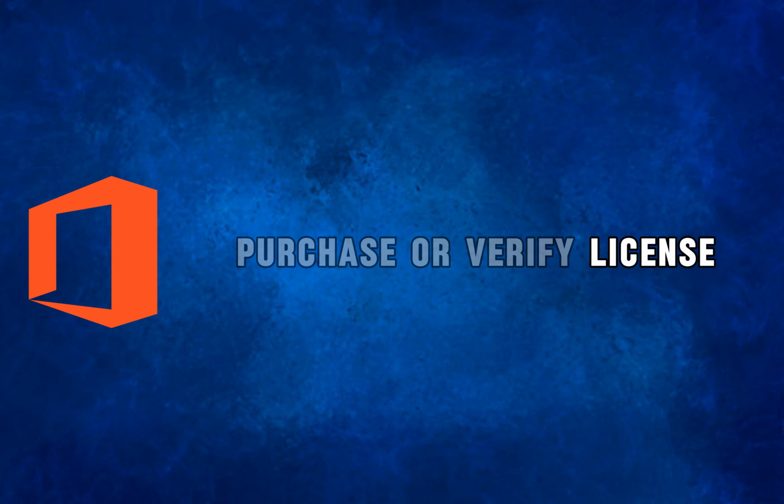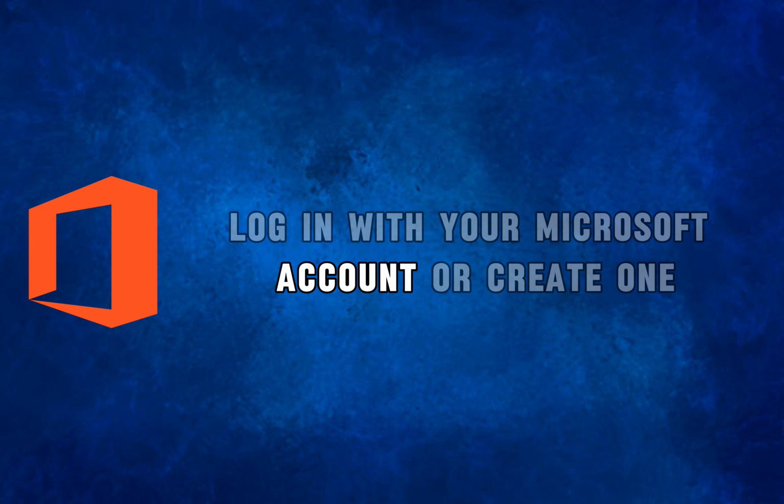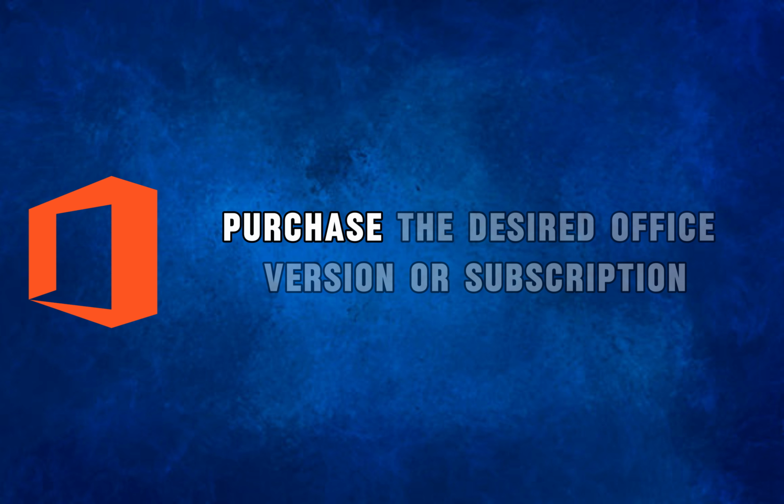Purchase or verify license. Go to Microsoft Store or an authorized retailer. Log in with your Microsoft account or create one if needed. Purchase the desired Office version or subscription.